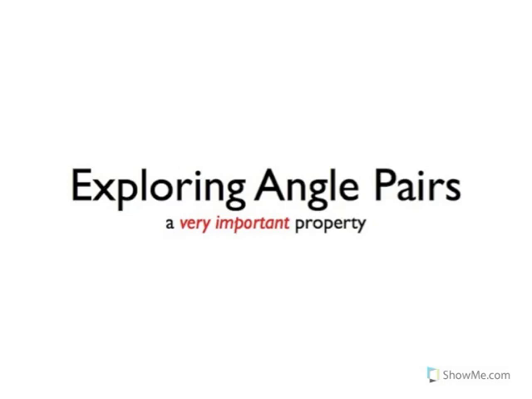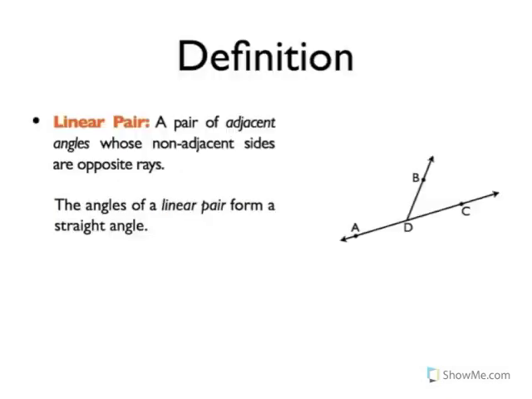For the next part of this lesson, we are going to learn a very important property. It's one that you will use for the rest of the school year, so please learn it and don't forget it. It all begins with a definition: linear pair. A linear pair is a pair of adjacent angles whose non-adjacent sides are opposite rays.